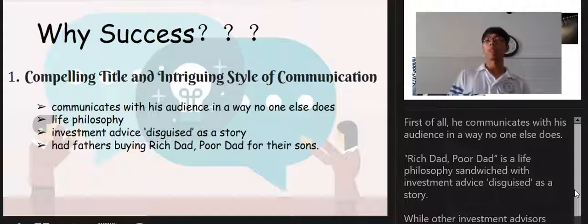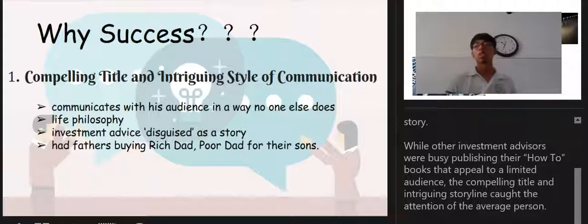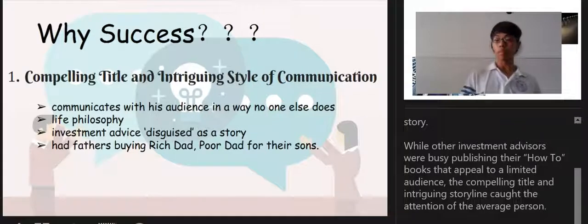Rich Dad Poor Dad is a life philosophy sandwiched with investment advice, disguised as a story. Well, other investment advisors were busy publishing their how-to books that appeal to a limited audience. The compelling title and interviewing storyline caught the attention of the average person. All of a sudden, you have fathers buying Rich Dad Poor Dad for their sons.